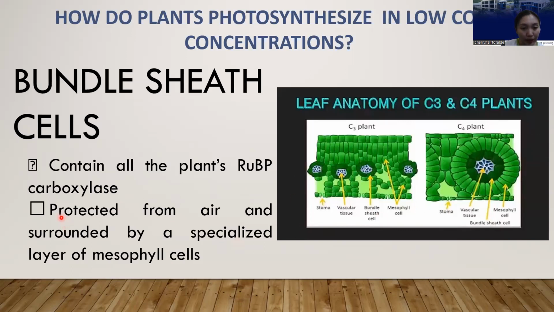These bundle sheath cells are actually protected from air, from oxygen, and surrounded by a specialized layer of mesophyll cells. Because of these mesophyll cells, oxygen cannot enter, since oxygen comes in through your stomata. Stoma is singular, stomata is plural. Otherwise it could be exposed to oxygen, which is prone to photorespiration. So because of the mesophyll cells surrounding your bundle sheath cells, oxygen cannot reach your rubisco, the enzyme used for carbon fixation.